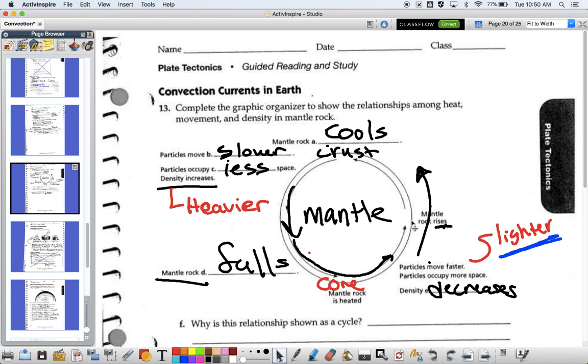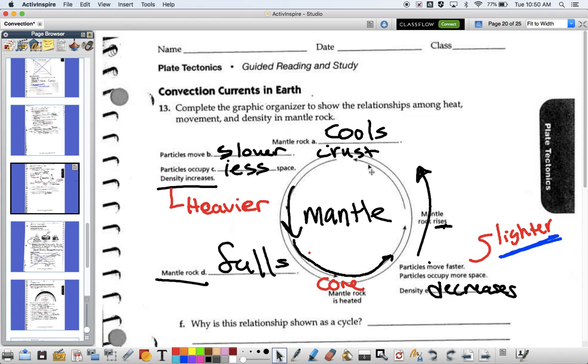Now, as it moves further up in that mantle area, it encounters the crust, which causes it to cool because it's further away from the core. As it cools, the particles move slower, they occupy less space, and the density increases, meaning it gets heavier. Then it begins to sink back down. So the mantle rock will fall, and that cycle occurs again.